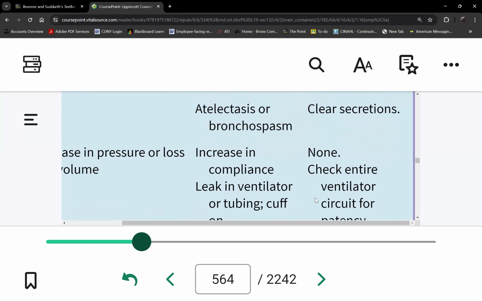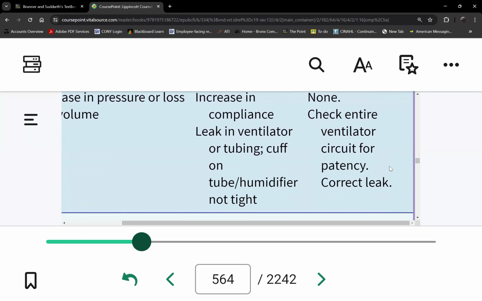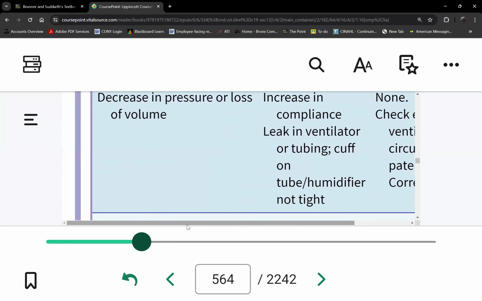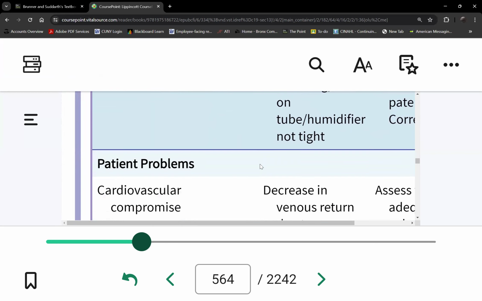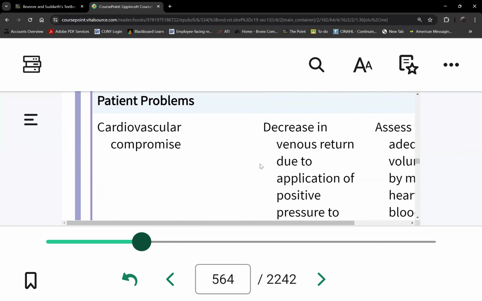So what do you do? You check the system. What's loose? If not, then it's maybe a cuff problem, so you call the respiratory therapist. Those patients who have masks on are receiving BiPAP. They are not intubated. That's not a vent. That's a BiPAP.